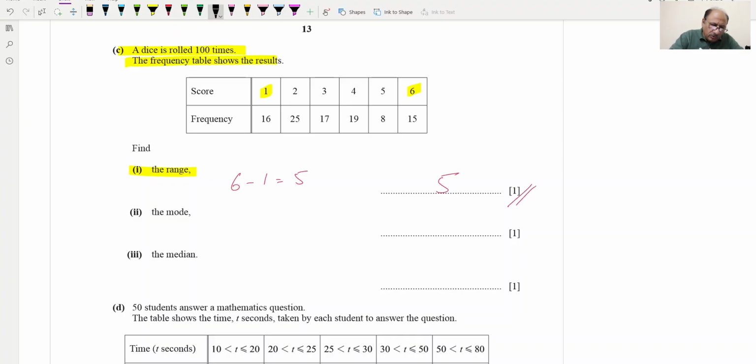The mode. Mode will be most occurring, or most repeating. So 2 is most repeating, which is 25 times. So the answer will be 2, 1 mark part again.